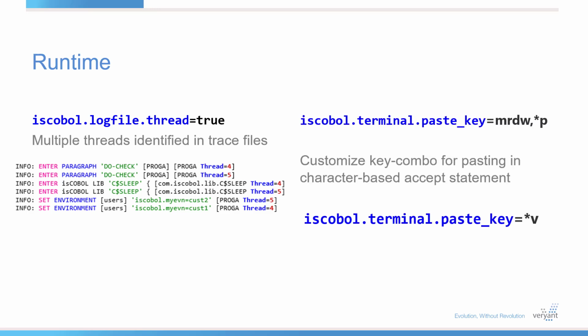A new variable lets you control the keystroke to paste text from the clipboard. In the code on the screen, mrdw is the key combo for the right mouse button, and that's the default value of the variable. But the code snippet also adds the *p, which means the user can also use Control P. The second line there for isCOBOL terminal paste key uses the *v to set Control V to paste.